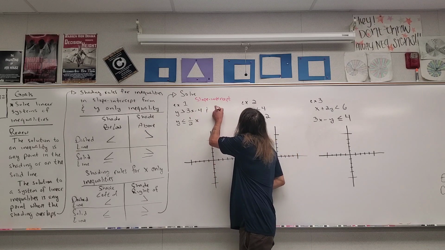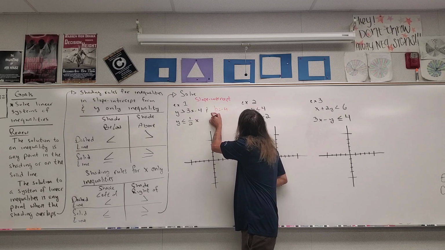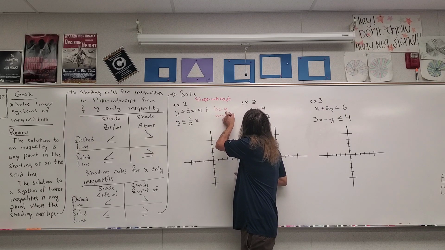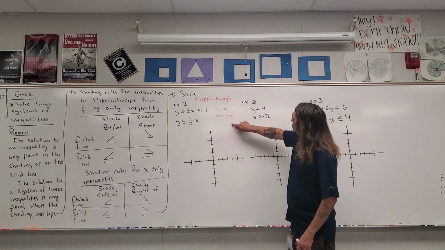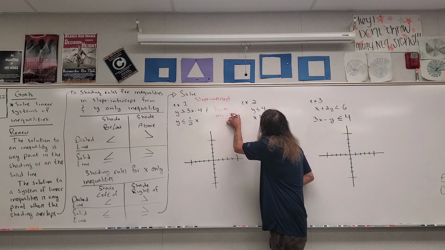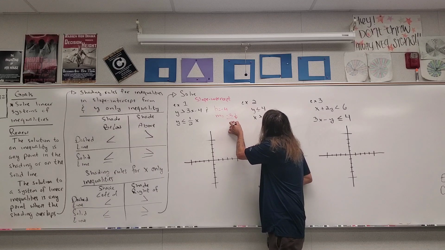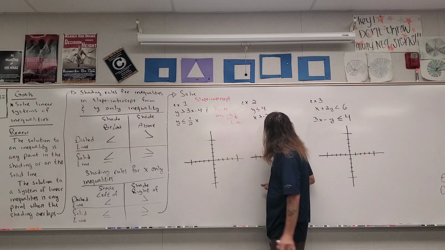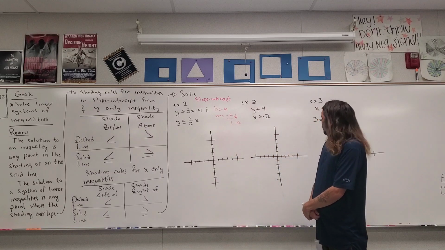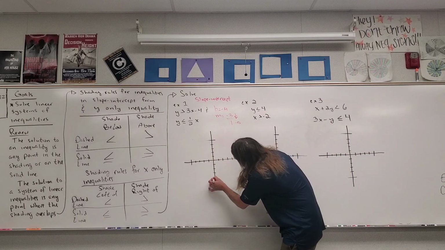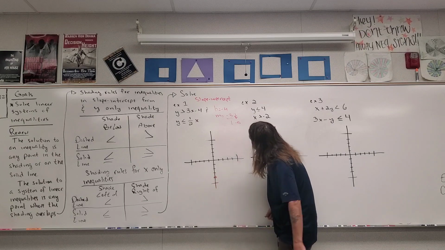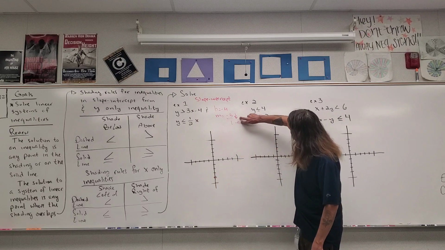So B is -4. I begin at -4, and I move -3 over 1. Remember, it's rise over run. So if I'm rising in the negative direction, I'm rising down. And if I'm running in the positive direction, I'm running to the right. So let's see here. I begin at -4. 1, 2, 3, 4. Oh no, I'm going to go off my graph with this.